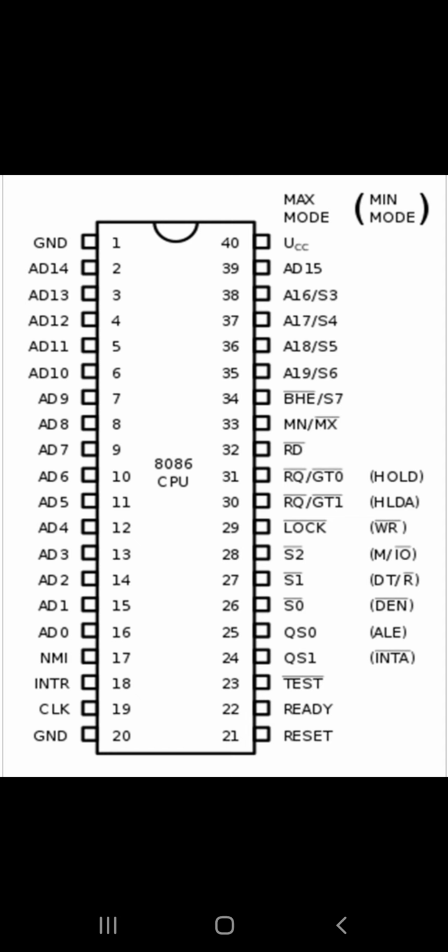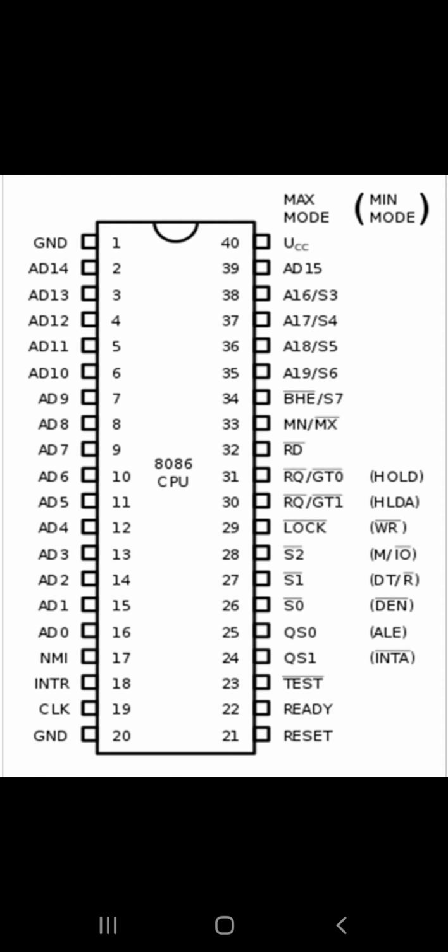This AD0 to AD15, they are dual function pins. That means anything that is coming on these pins, it can be a data, it can be an address, right? So how does the processor distinguish between a data or an address? Now that is the question. So it is done with the help of the ALE pin, which is known as address latch enable pin, which is the pin number 25 of this 8086 microprocessor.